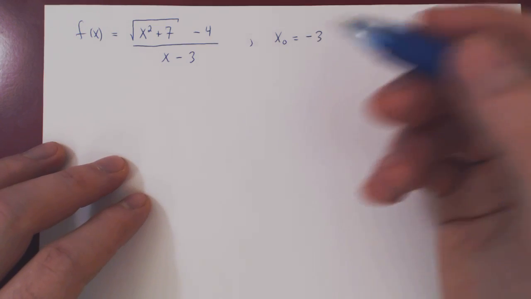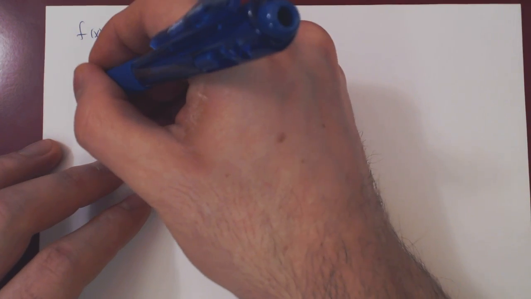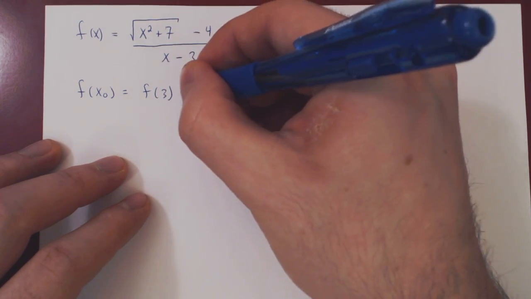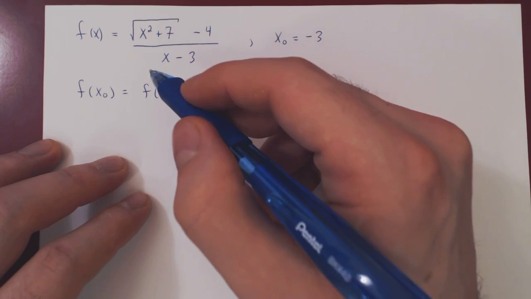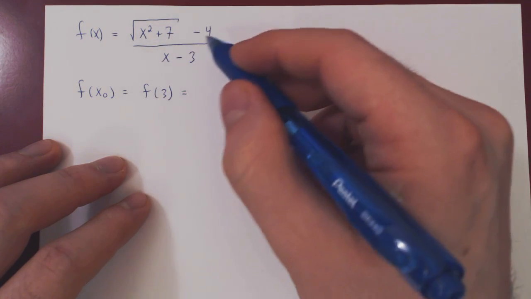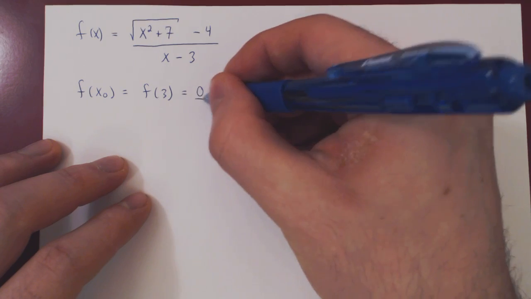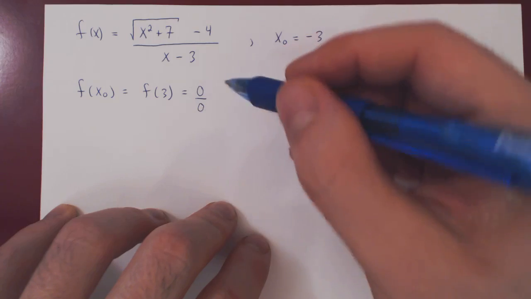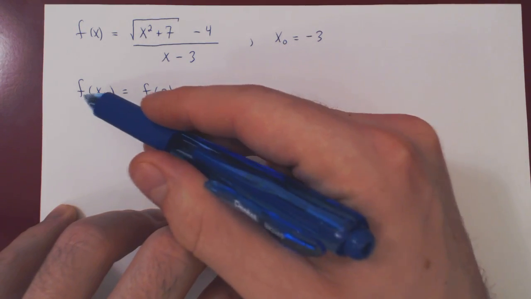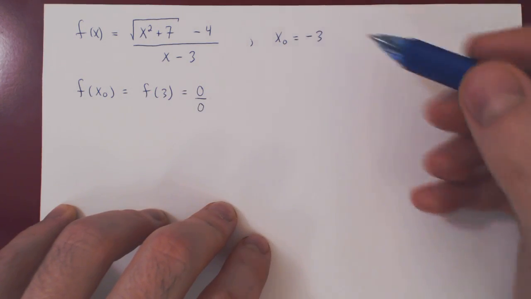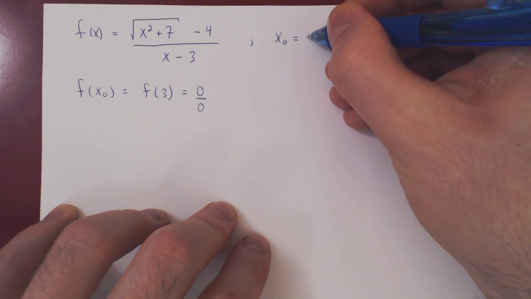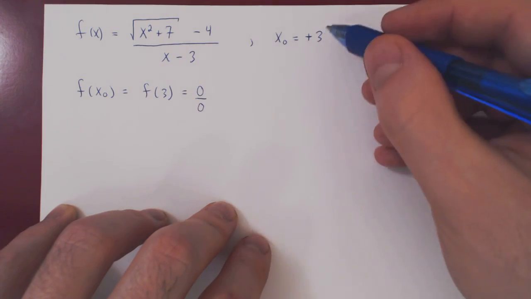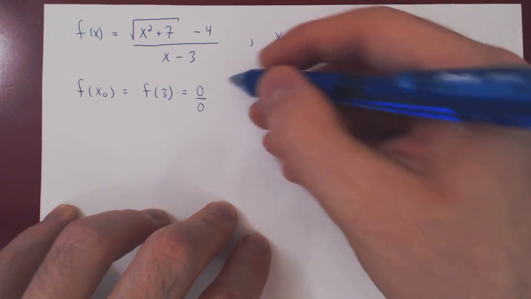So first, let's look at the value of the function at this point. So f of x0 being f of 3. Well, 3 squared is 9, plus 7 is 16. The root of 16 is 4, minus 4 is 0, over 3 minus 3 is 0. And so, as in the previous example, the value of the function at the given point, x is positive 3, of course, not negative 3. If x minus 3 is 0, x is positive 3. So this is undefined.